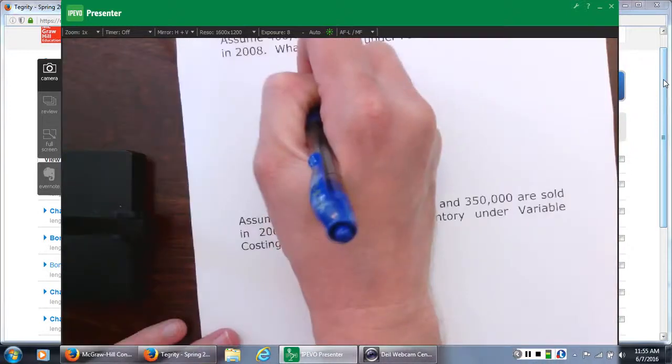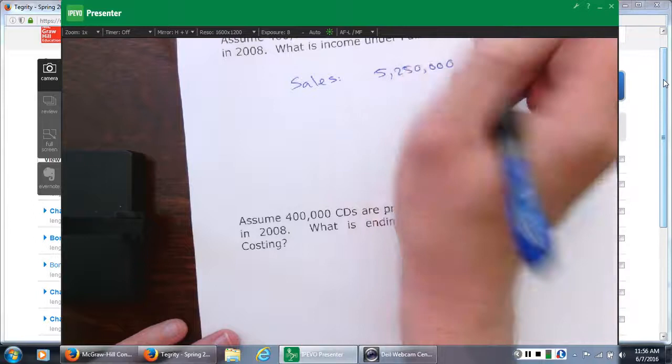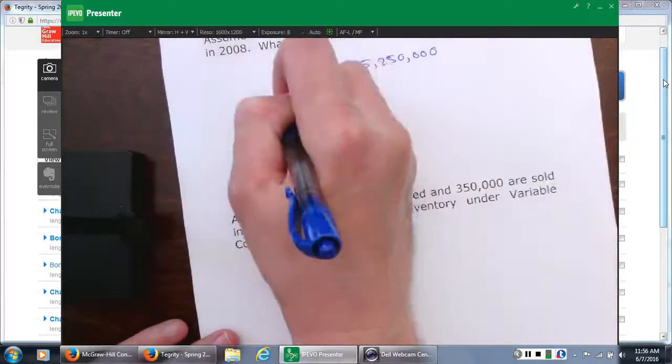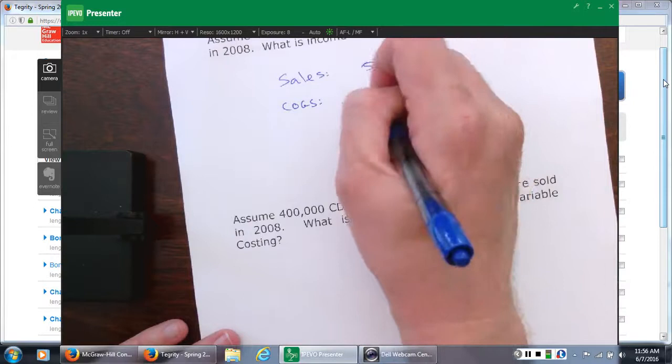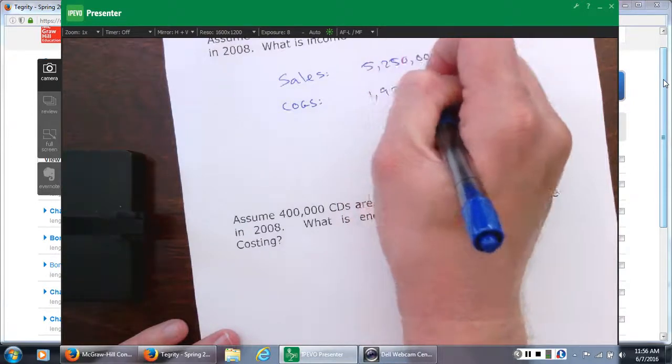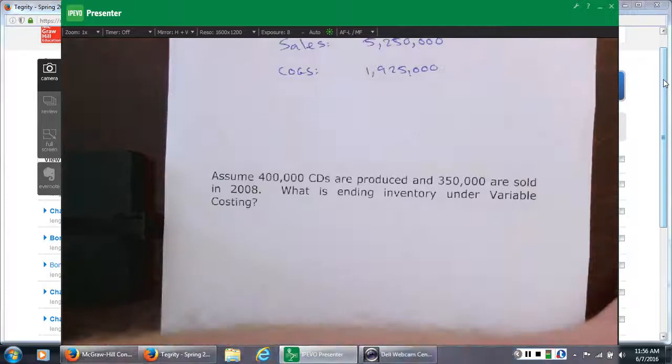So I have my sales of $5,250,000, right? And then what I'm going to have to do is calculate my cost of goods sold, which is going to be equal to my $1,925,000. And the way I calculated my cost of goods sold right there, well, we look back over here at what we did.